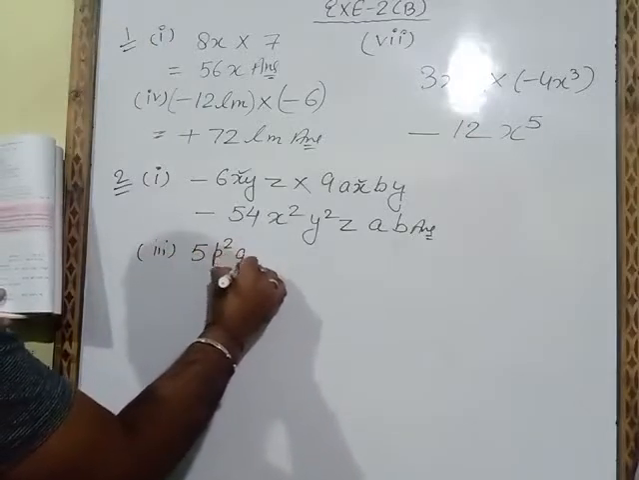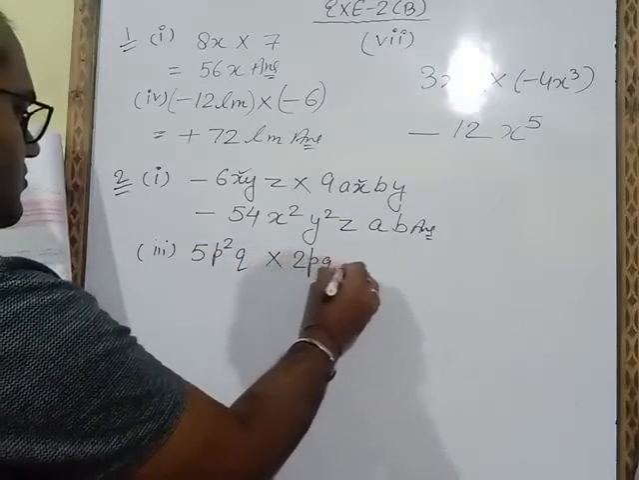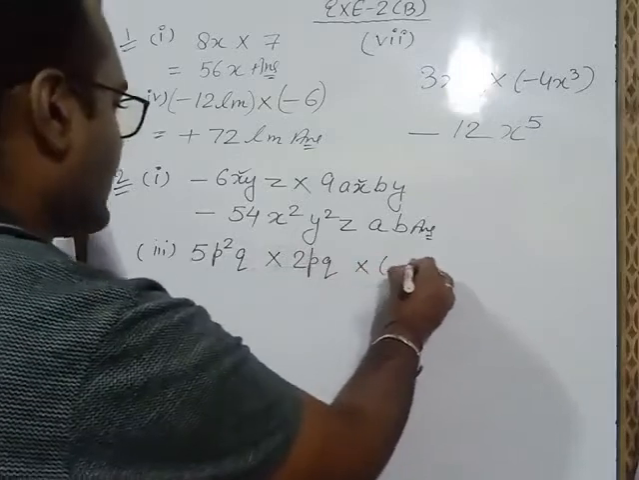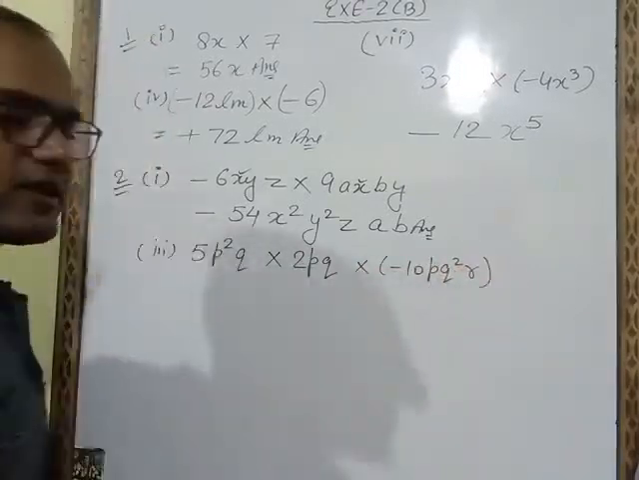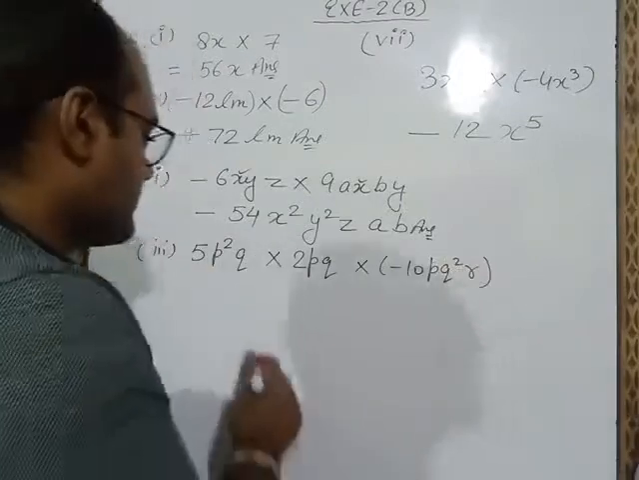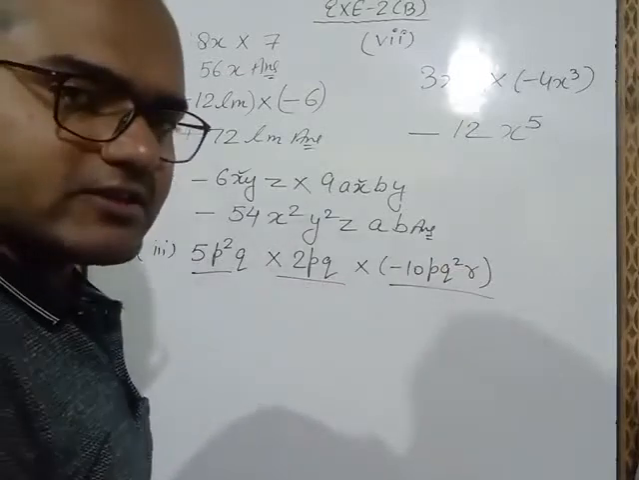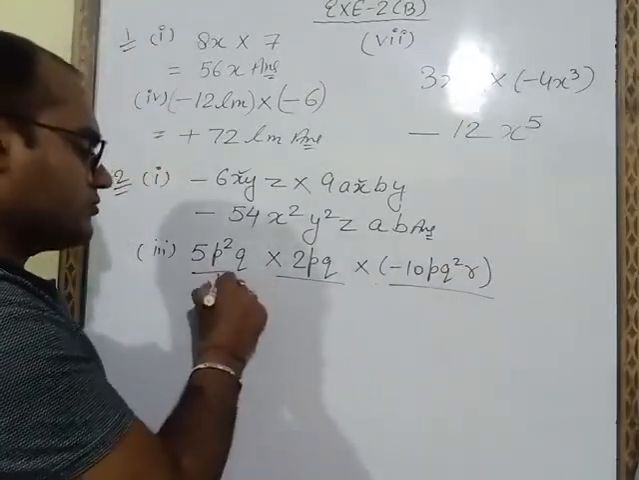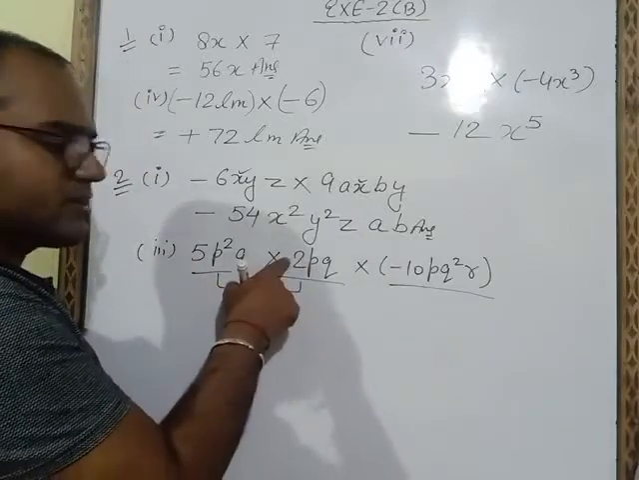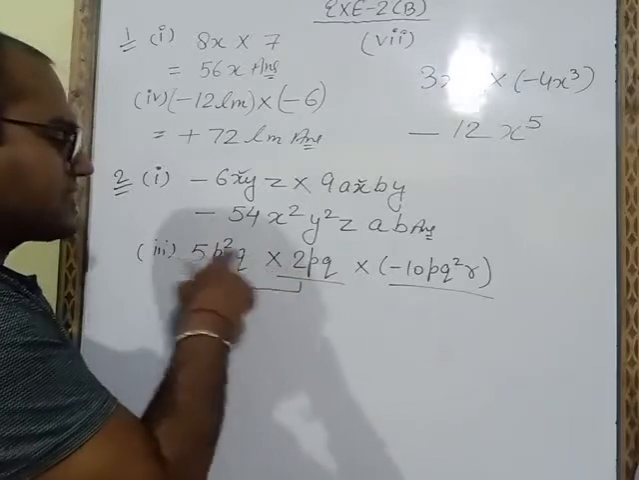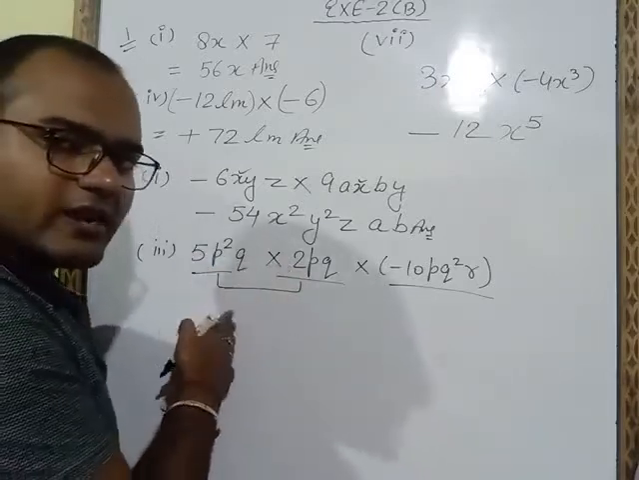5p square cube multiply 2p cube multiply minus 10pq square r. Here three terms are in multiplication. 1, 2, 3. So here we have to multiply three things. So first of all we will multiply these two. So we have to multiply sign. Plus on the left hand side of this two, plus all. Plus and plus multiply, the answer will be plus only. So no need to write plus sign in the beginning.